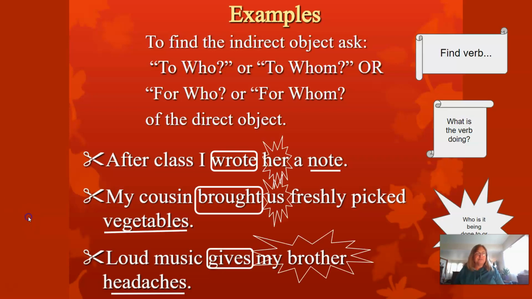Let's take a look at some answers. So first is to find the verb. I wrote. What did I write? I wrote a note. Who did I write it for? Her. Her is my indirect object. My cousin brought. What did my cousin bring? Vegetables. That's the direct object. Who did my cousin bring them for? Us. Indirect object. Music gives. What does it give? It gives headaches. Who does it give it to? My brother. So notice that in each of these sentences, it is a peanut butter sandwich with the peanut butter in the middle.